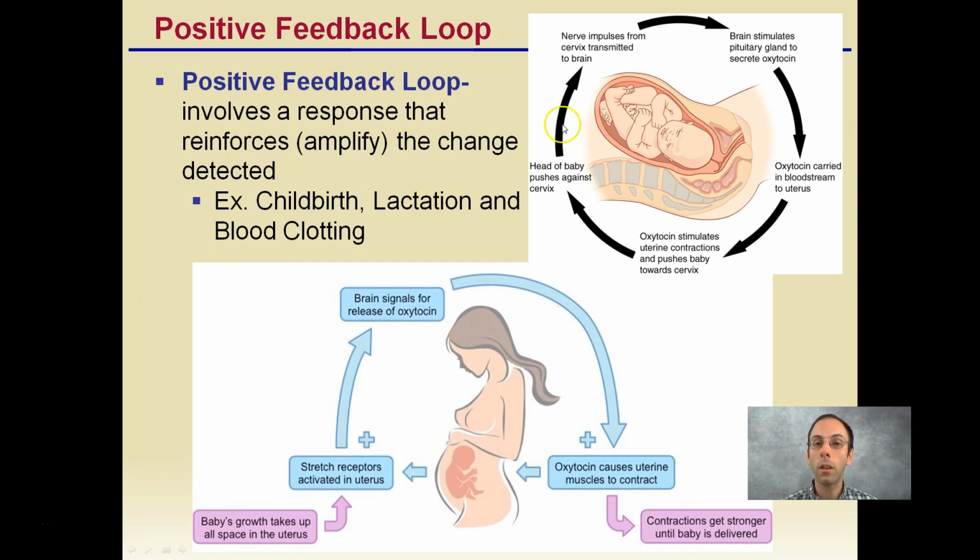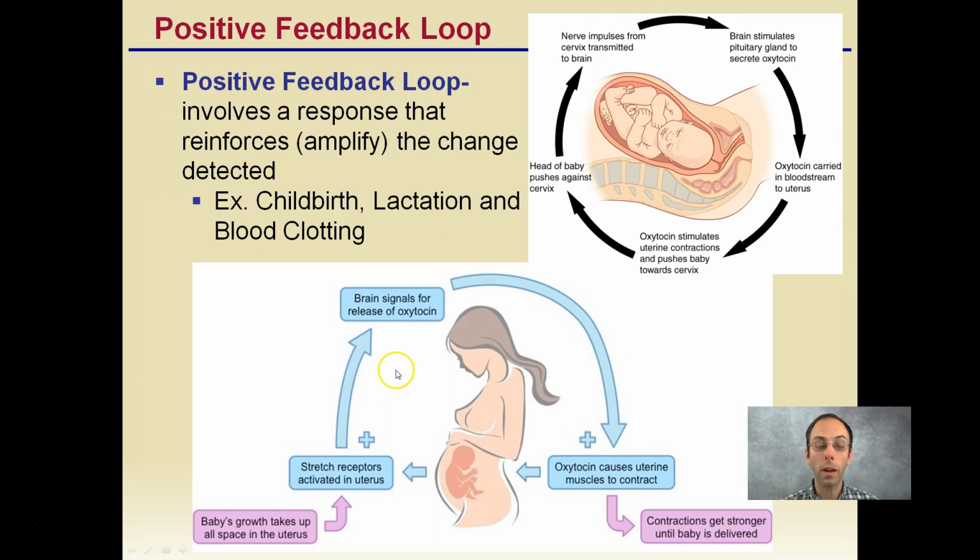Here's the nerve impulse from the cervix transmitting to the brain the baby's head pushing against the cervix. The brain will then stimulate the pituitary gland to release a hormone. That hormone is carried in the bloodstream to the uterus, and it stimulates the contraction of the uterus towards the cervix. That will then cause the baby's head to hit against the cervix again, causing this to go around and around. See that same thing here with positive feedback.